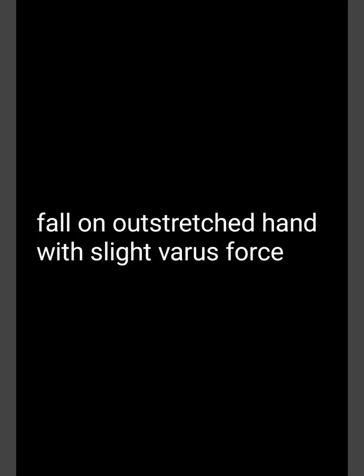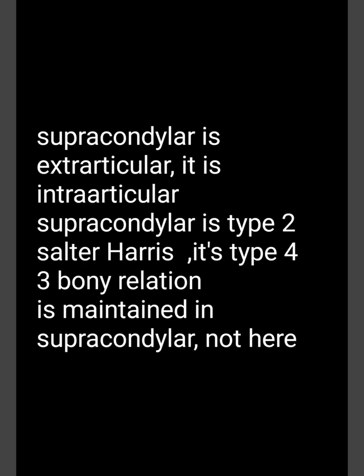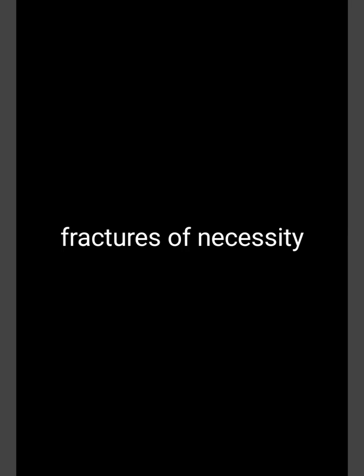Lateral condylar humerus fracture mechanism of injury: fall on outstretched hand with slight varus force. Difference between lateral condylar humerus fracture and supracondylar: supracondylar is extraarticular, lateral condylar is intraarticular. Supracondylar is type 2 Salter-Harris, lateral condylar is type 4. 3-point bony relation is maintained in supracondylar, not here.